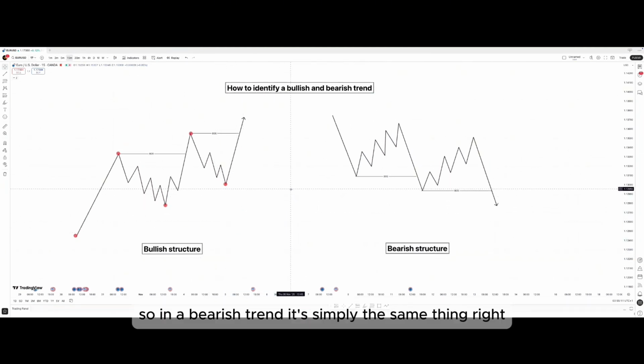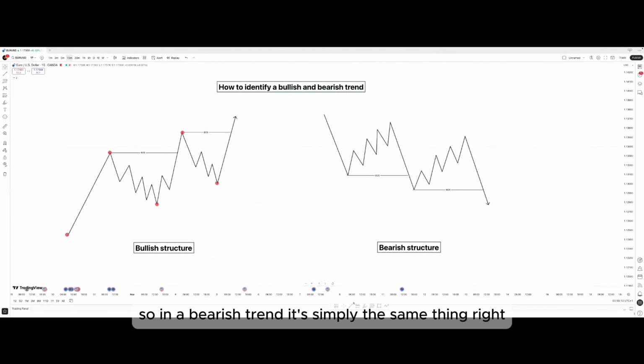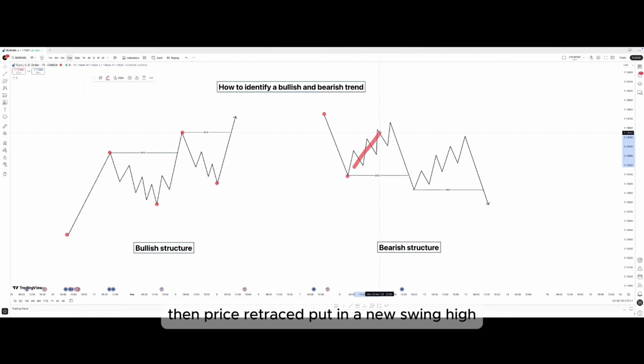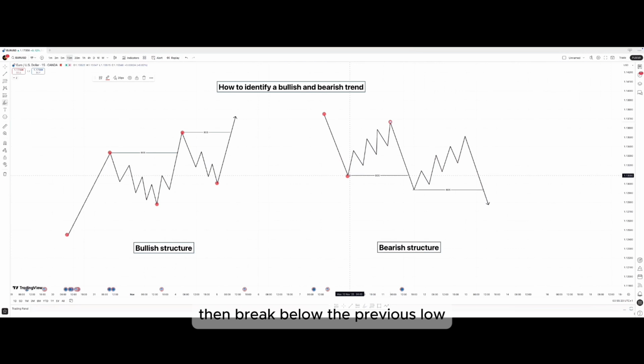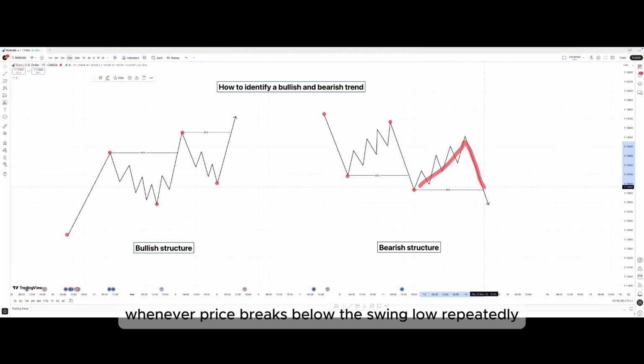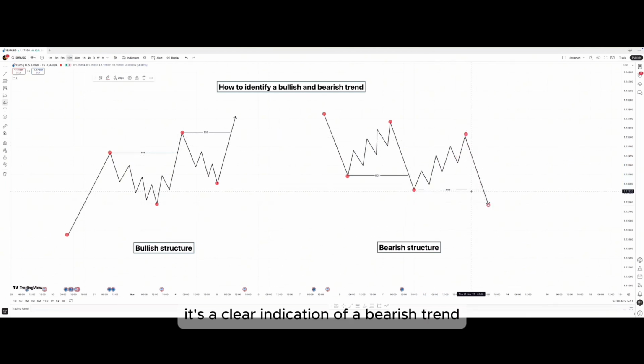So in a bearish trend, it's simply the same thing, right? Whenever price breaks below a swing low, so you can see we have a swing high here and a swing low, then price retraced, put in a new swing high, then breaks below the previous low, this is a clear indication of bearish strength. Then whenever price breaks below the swing low repeatedly, it's a clear indication of a bearish trend.